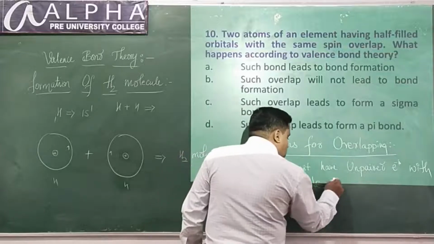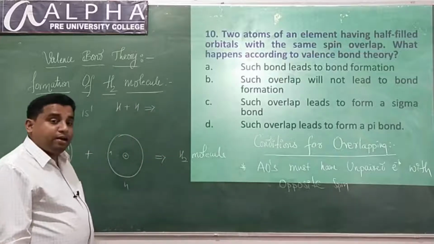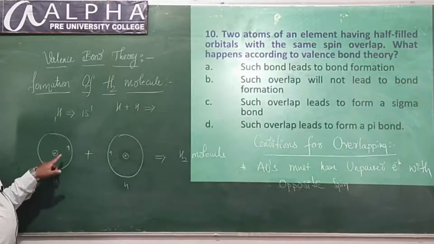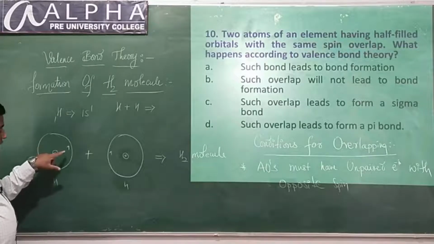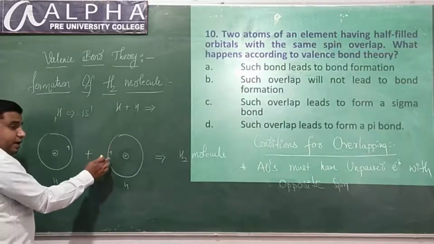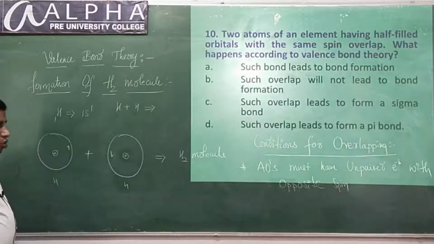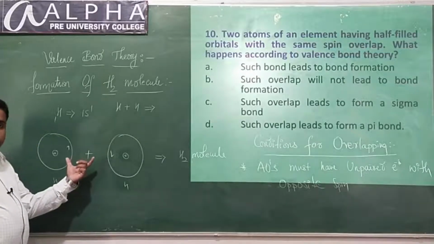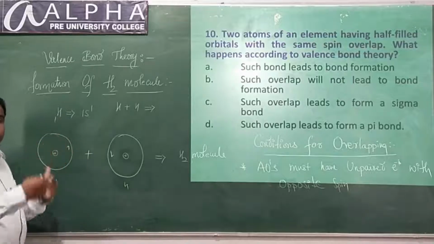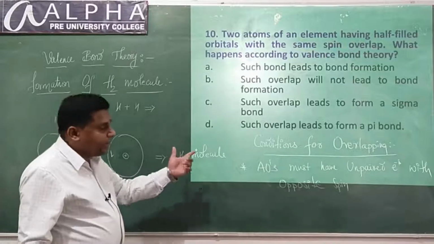What is it? Opposite spin. Yes, the atomic orbitals must have unpaired electrons with opposite spin. That means if the electron of this hydrogen is spinning in clockwise direction, the electron of this hydrogen should have opposite spin. Only when the two unpaired electrons are in opposite spin will the atomic orbitals overlap, and then there is formation of a covalent bond, and then there is formation of a hydrogen molecule.